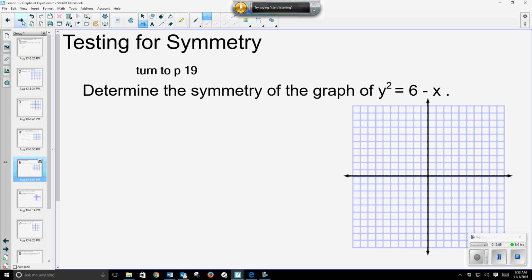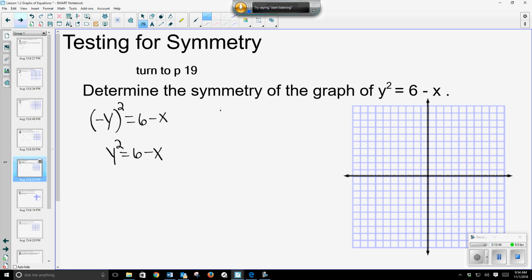So if I put in negative y for y and simplify it, do I get y squared equals 6 minus x? Does anyone not know what I'm talking about? Let's just make sure. If I put in negative y for y and simplify that equation, what is negative y times negative y? Y squared. So if putting in negative y yields the same original equation, then it is symmetric about the x-axis.